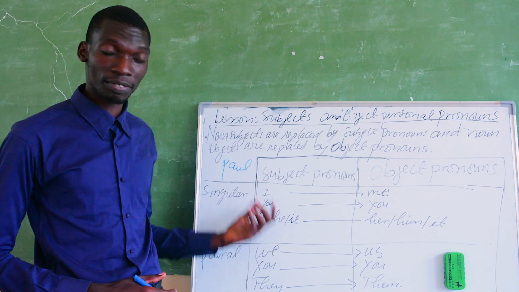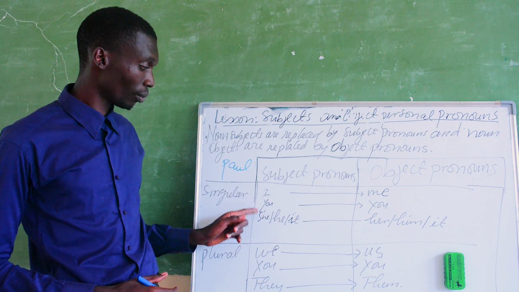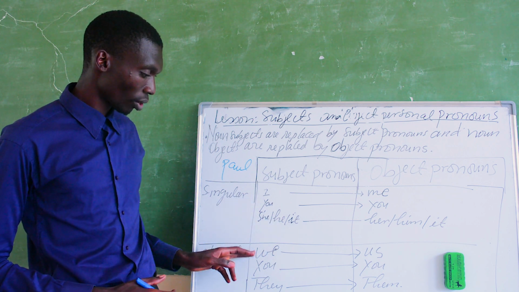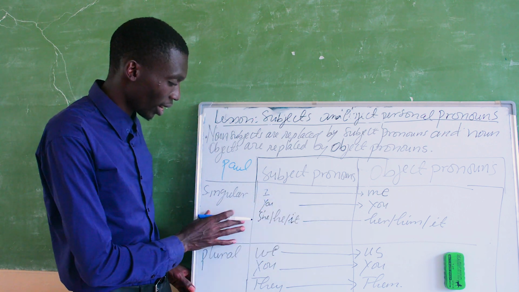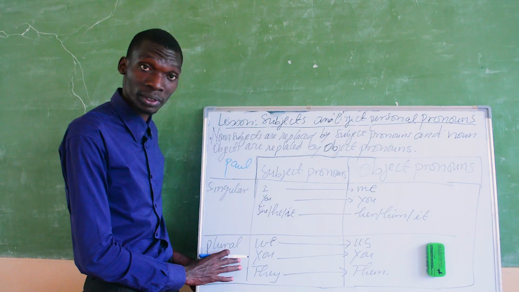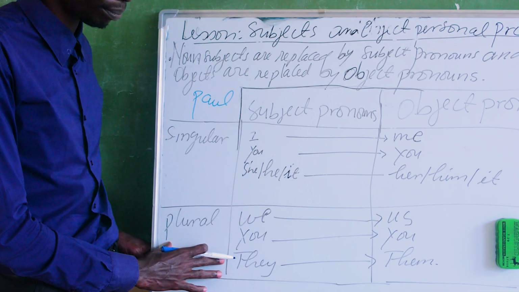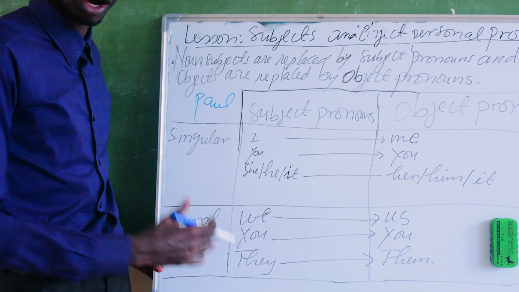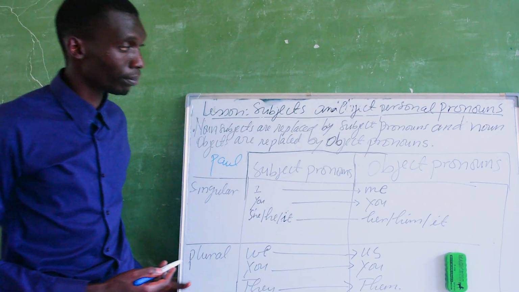So when you conjugate verbs, you usually use subject pronouns: I, you, she, he, it, we, you, they. The first ones are singular, and the last ones are plural. Are we together so far? Very good. I hope you've got the gist of what I'm teaching you.